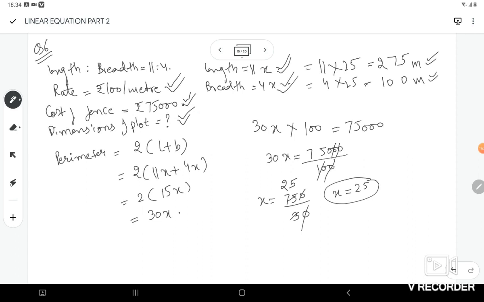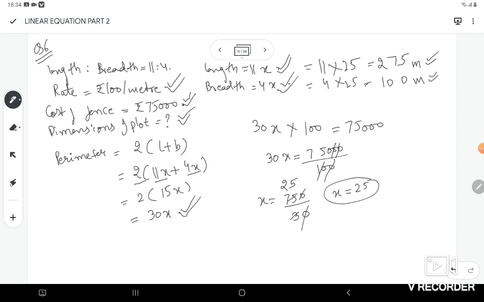How are we going to find it? We are going to find it using the perimeter. As the plot is rectangular, we know the perimeter of the rectangle is equal to 2 times length plus breadth. So 2 times length, which we let as 11x, plus breadth, which is 4x, gives the perimeter as equal to 30x.